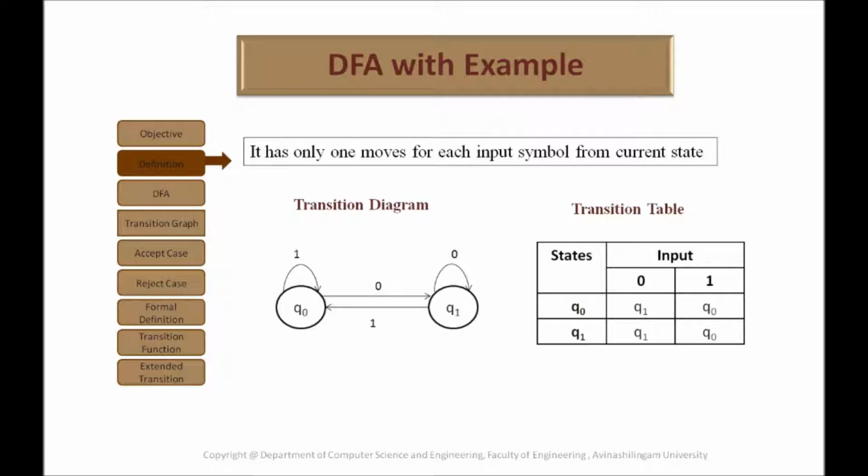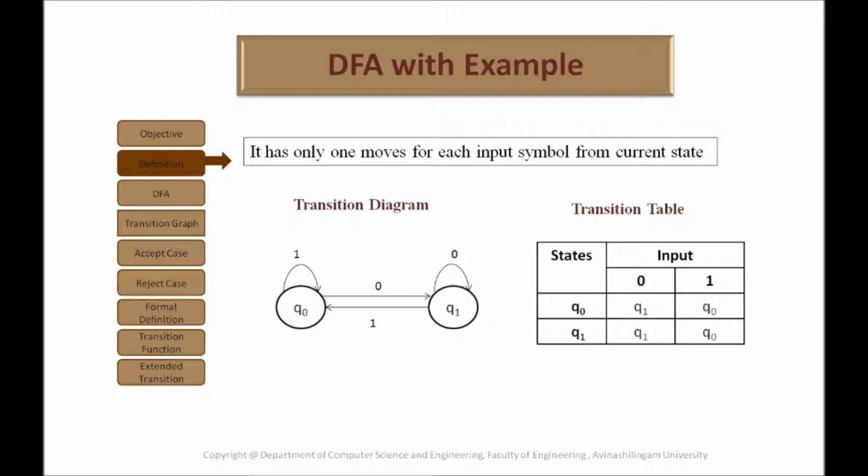From Q0 state, using input symbol 0, it goes to Q1. From Q0 state, using input symbol 1, it goes to Q0. From Q1 state, using input symbol 0, it goes to Q1. From Q1, using input symbol 1, it goes to Q0. Here we have represented it in a transition table. At each step, we have a transition from one state to another state using one input symbol. So we call it a DFA. If we have more than one transition for an input symbol from one state, we call it an NFA.